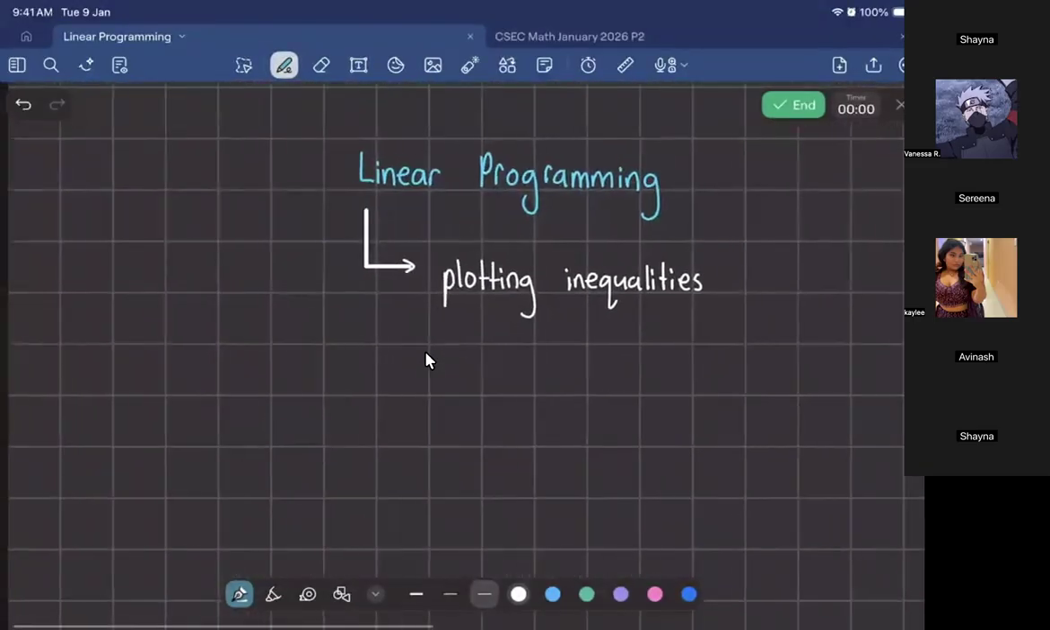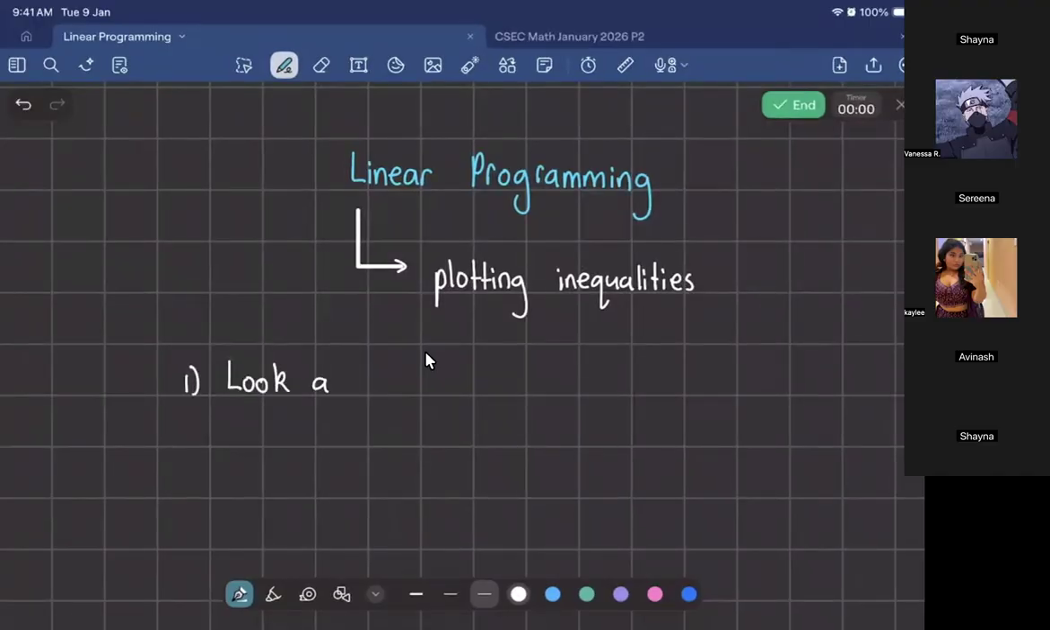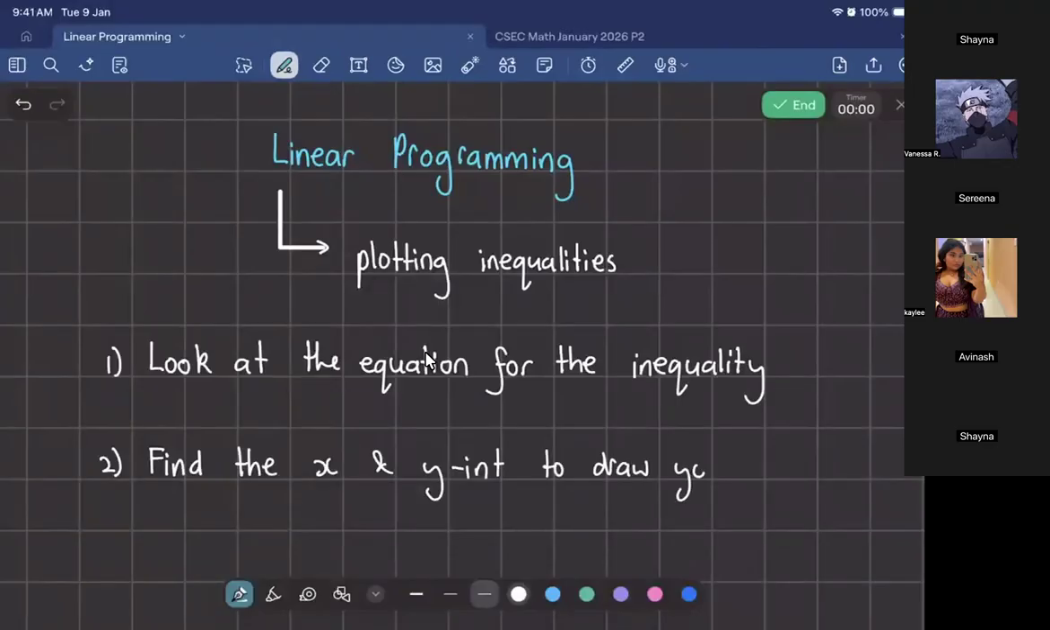And when you're plotting inequalities, these are the general steps. Look at the equation for the inequality. Right, so look at the equation for the inequality. Find the x and y-intercept to draw your line.